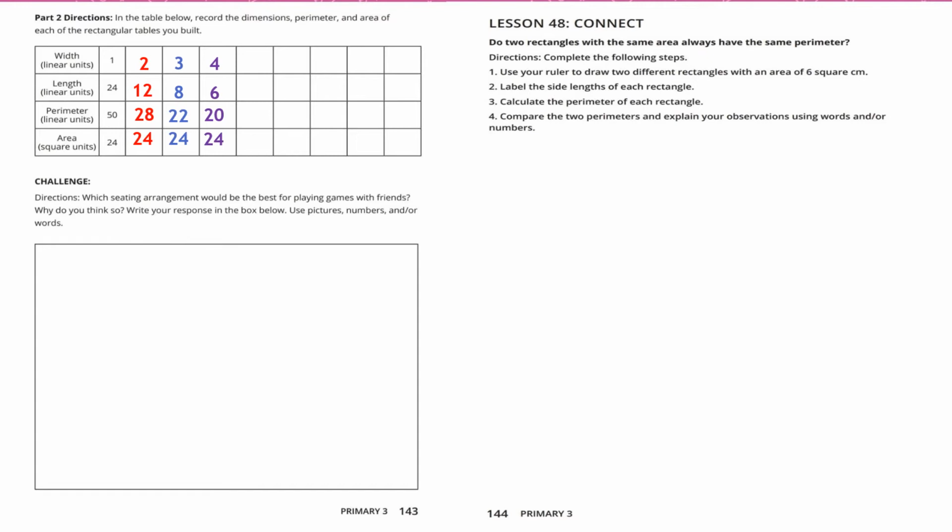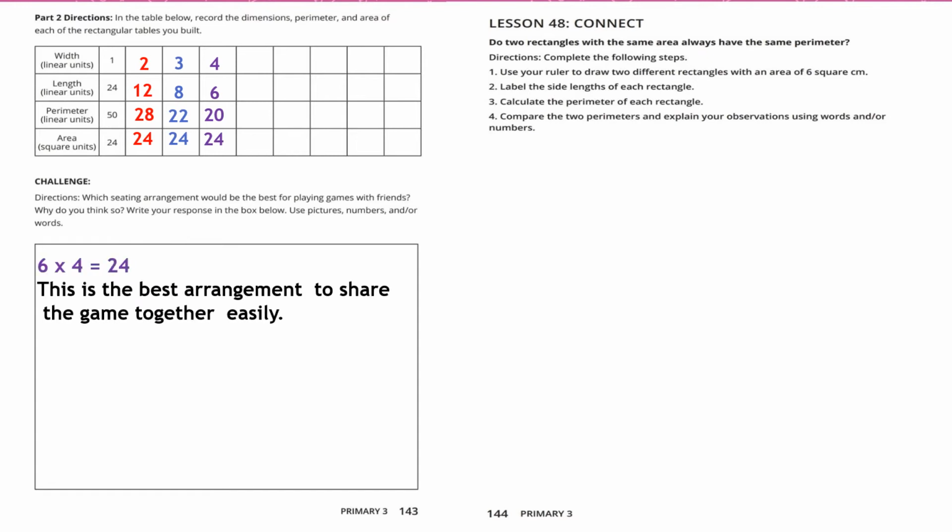So if the length and width are small numbers, it means the side length will not be very tall, so they will not be very far. Okay, so 4 times 6 or 6 times 4 is the best arrangement to share the game together, because with 6 times 4 they will be near to each other.